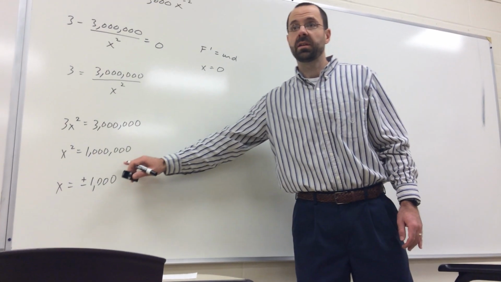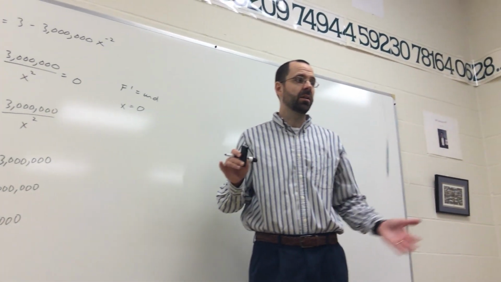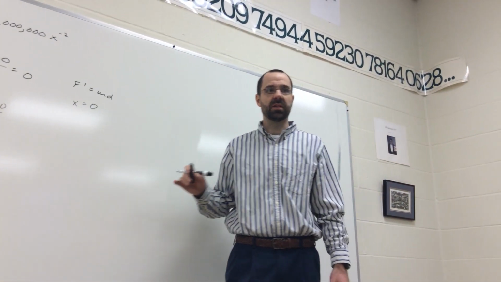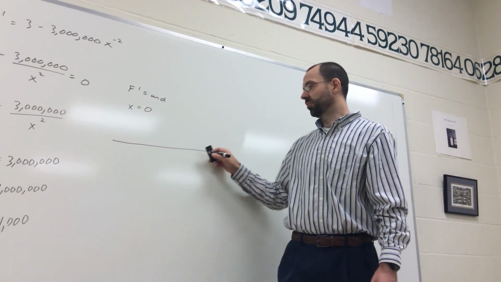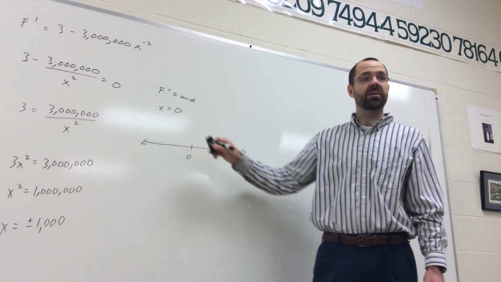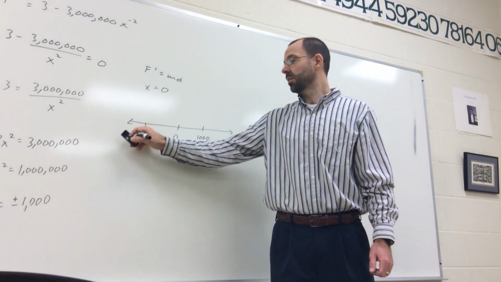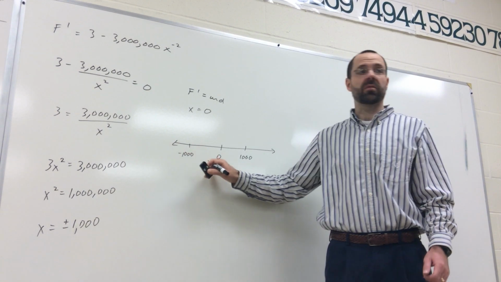Okay, so probably this is our min, but we have to confirm for sure whether it is or not. You can't just assume that the answer you get is the min. So you come over here to prove that it's the minimum. So we've got 0 as a critical value, and 1,000 as a critical value, and negative 1,000 as a critical value.